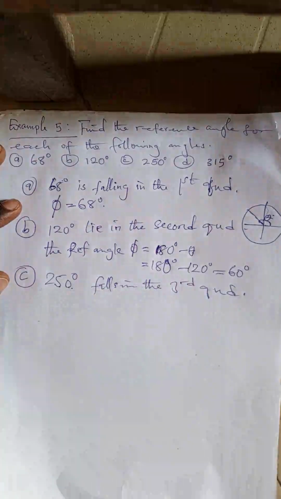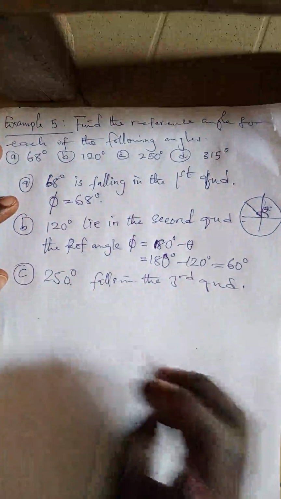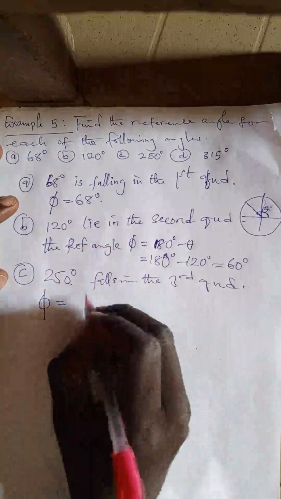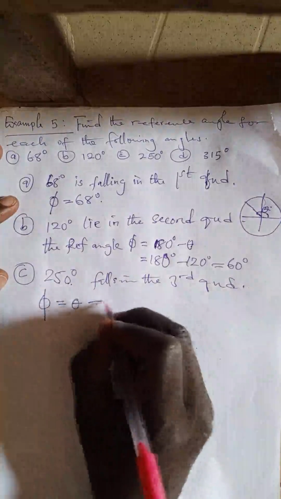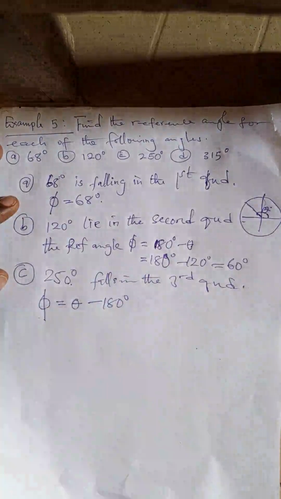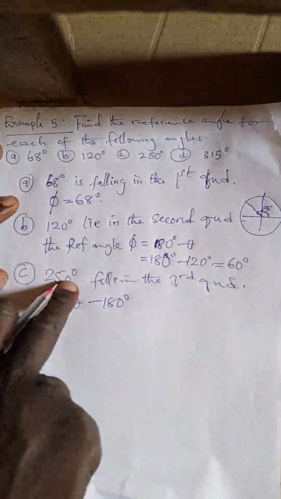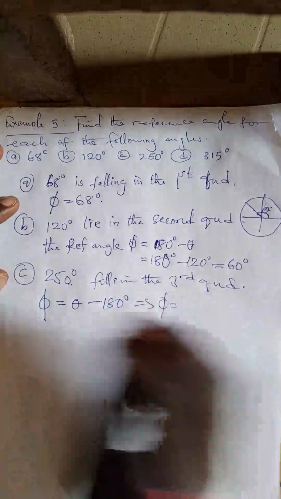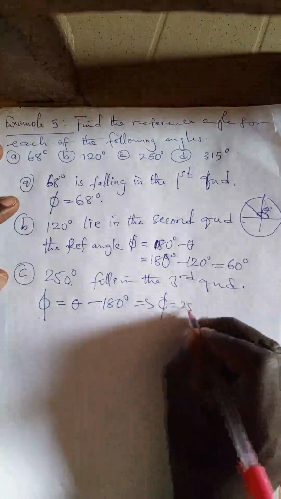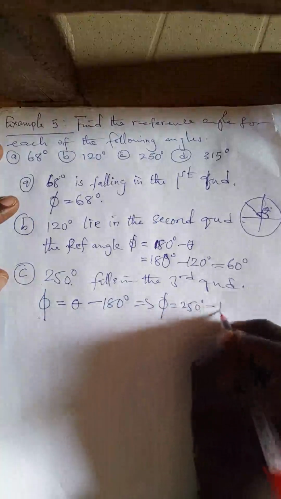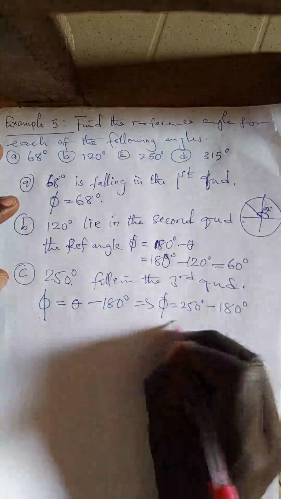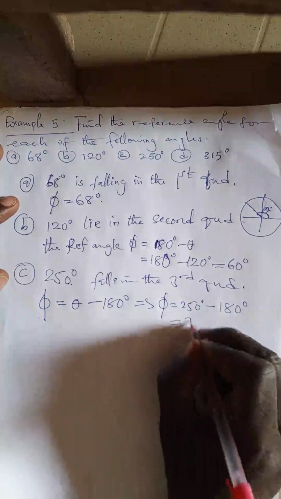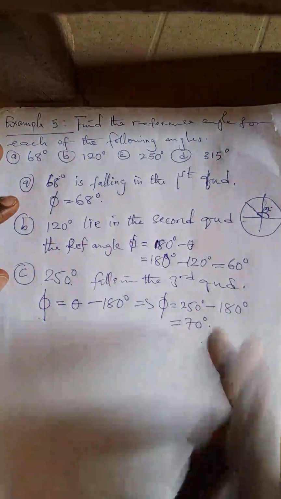And so what is the reference angle for an angle in the third quadrant? The reference angle phi in the third quadrant is equal to the given angle theta minus 180 degrees. And the given angle theta is 250 degrees here. So this implies phi is equal to 250 degrees minus 180 degrees. It means phi is equal to 70 degrees. And that is the reference angle.